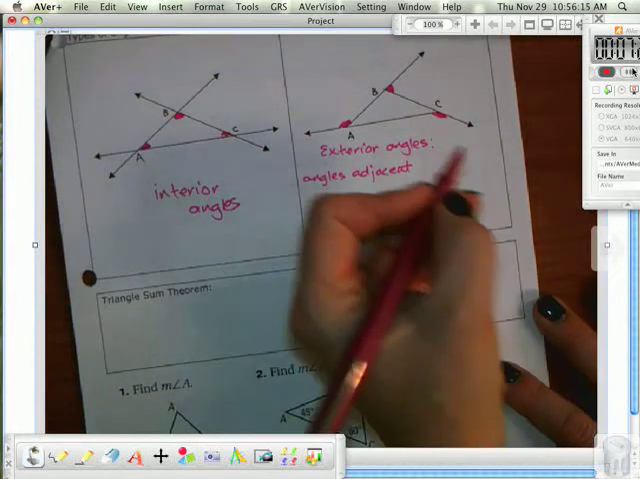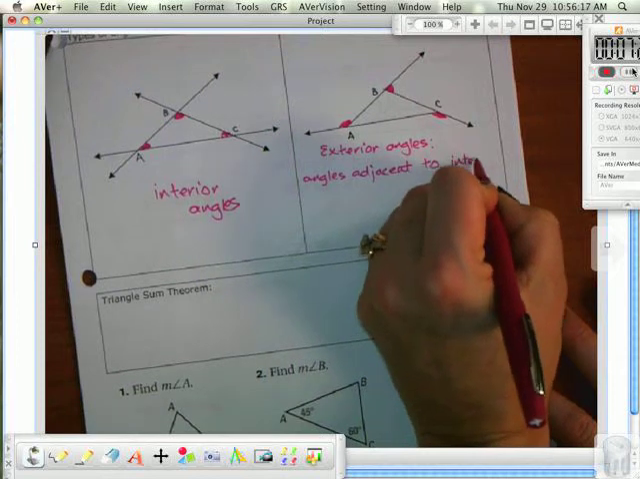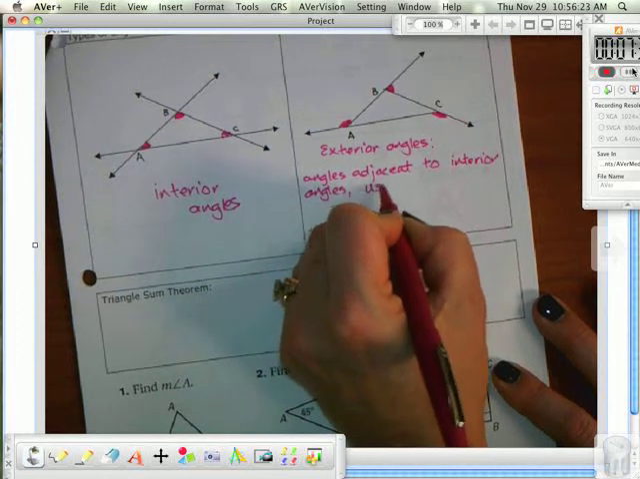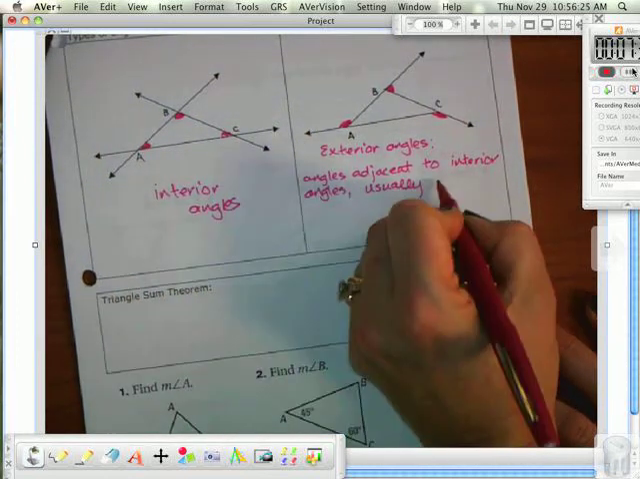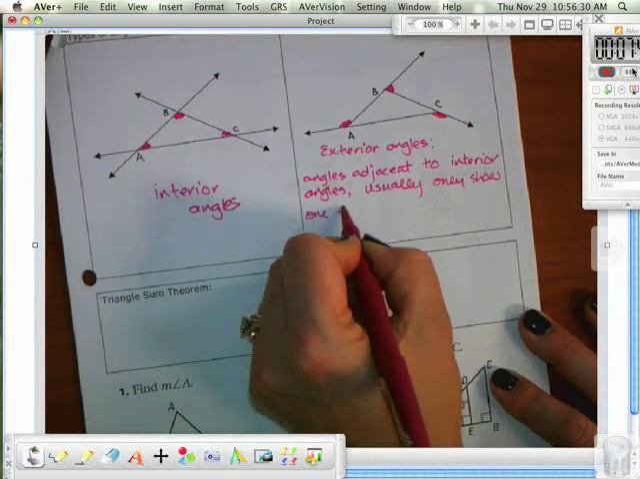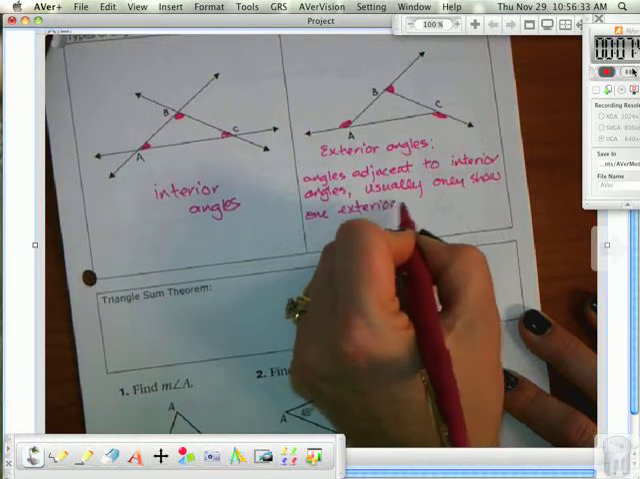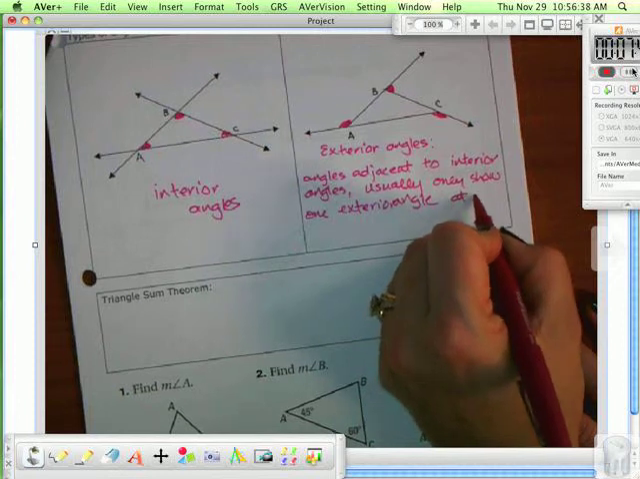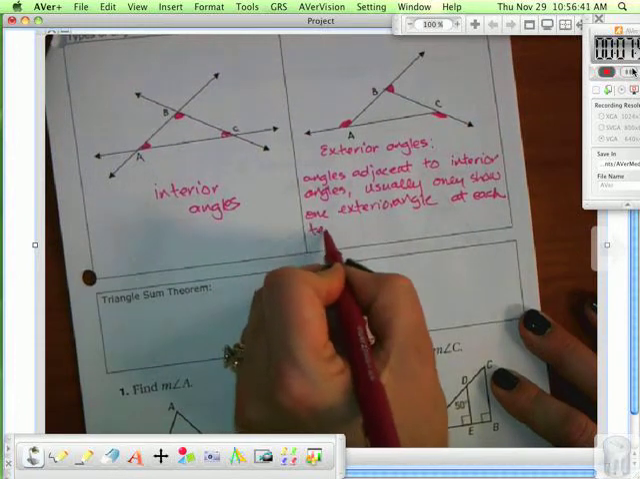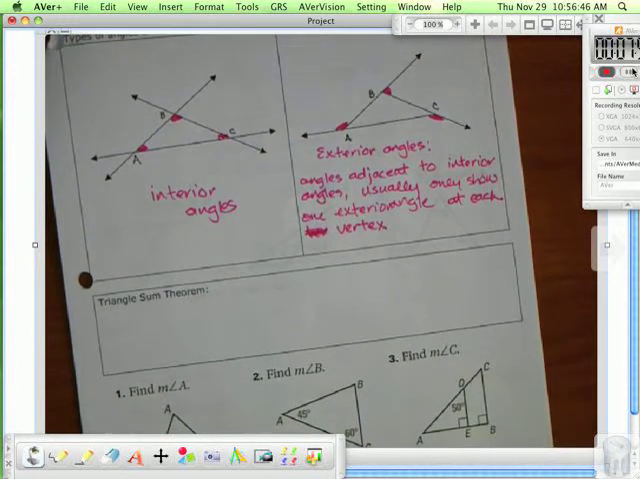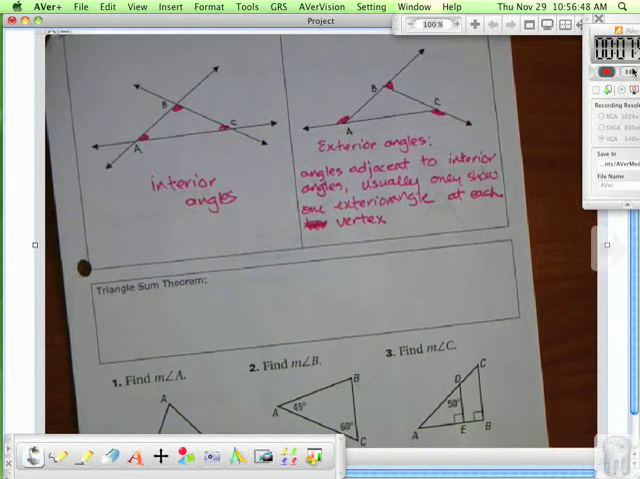Angles adjacent to interior angles. And we usually only show one exterior angle at each vertex. Sorry, that's kind of a mess. I'll show you what I mean in a minute. So, angles adjacent to interior angles, and we usually only show one exterior angle at each vertex.